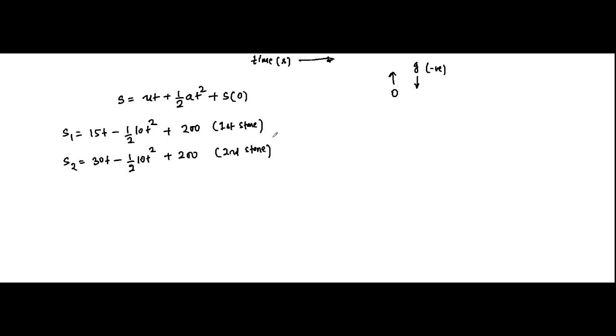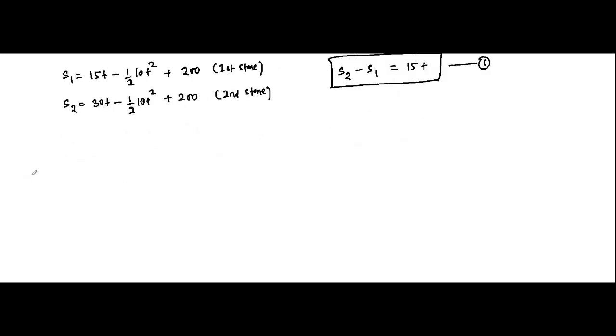Now the difference between these two, S2 minus S1, if we calculate that, all these terms will get cancelled, and it will be 30t minus 15t, which is equal to 15t. This is a very important equation which will come into play, so we will be highlighting it here. Now we have to treat the individual stones separately.